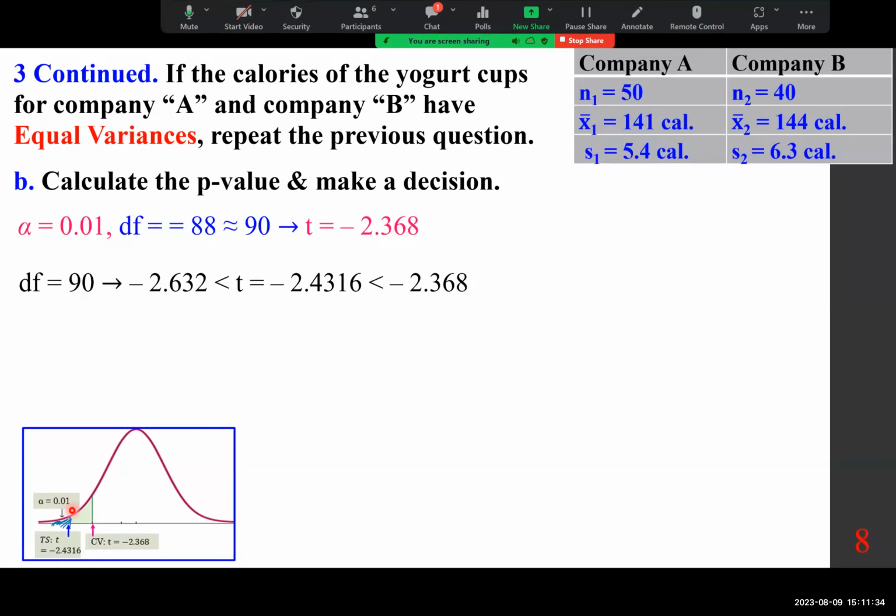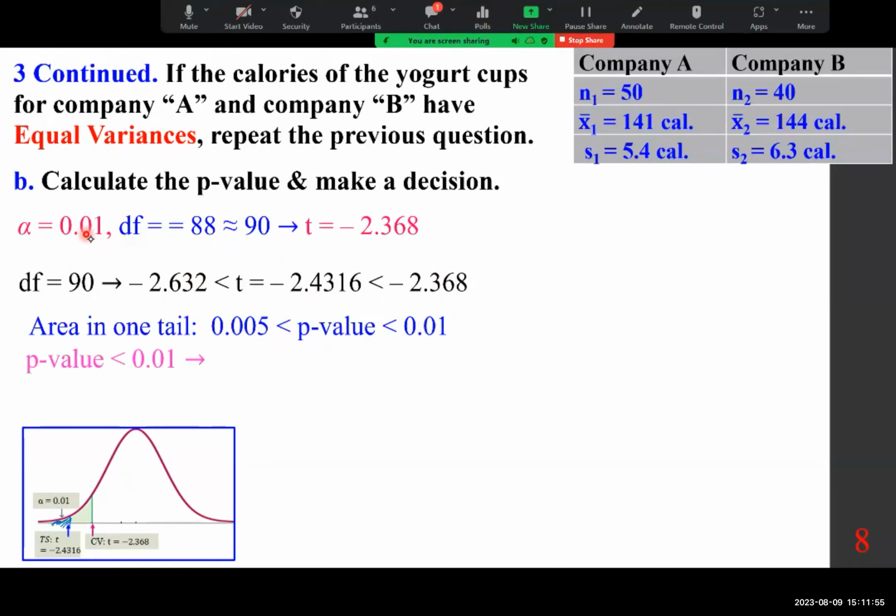Since we don't have it precisely in the table, we look at the number that is in between. You can look up the table. I didn't put the table here, but you can look it up. And so the p-value is between these two. And as you can see, for sure, the p-value would be less than 0.01. So we have the same decision, which is rejecting H0.